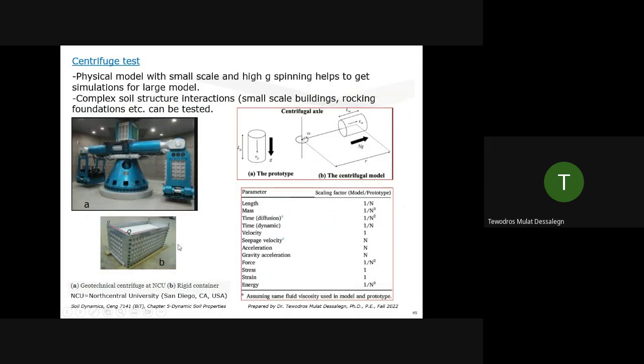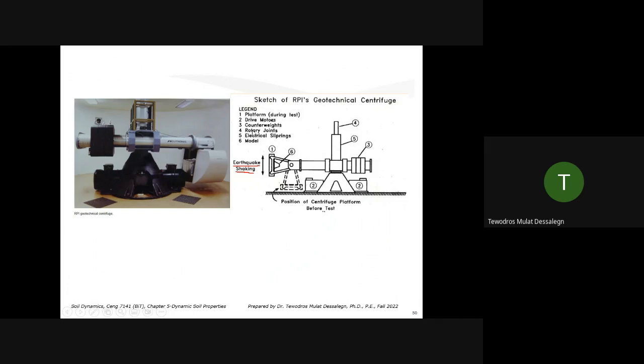This one is NCU, Northern Central University, San Diego, California. And this one is RPI, the school where I did my PhD. They have one centrifuge there. I didn't get a chance to work with it because only PhDs with a lab test work on it. But I have seen it. I go down, it's under the basement, and I helped them and saw the equipment. When it spins, everything is locked. Nothing is around, because if something breaks, it's catastrophic.